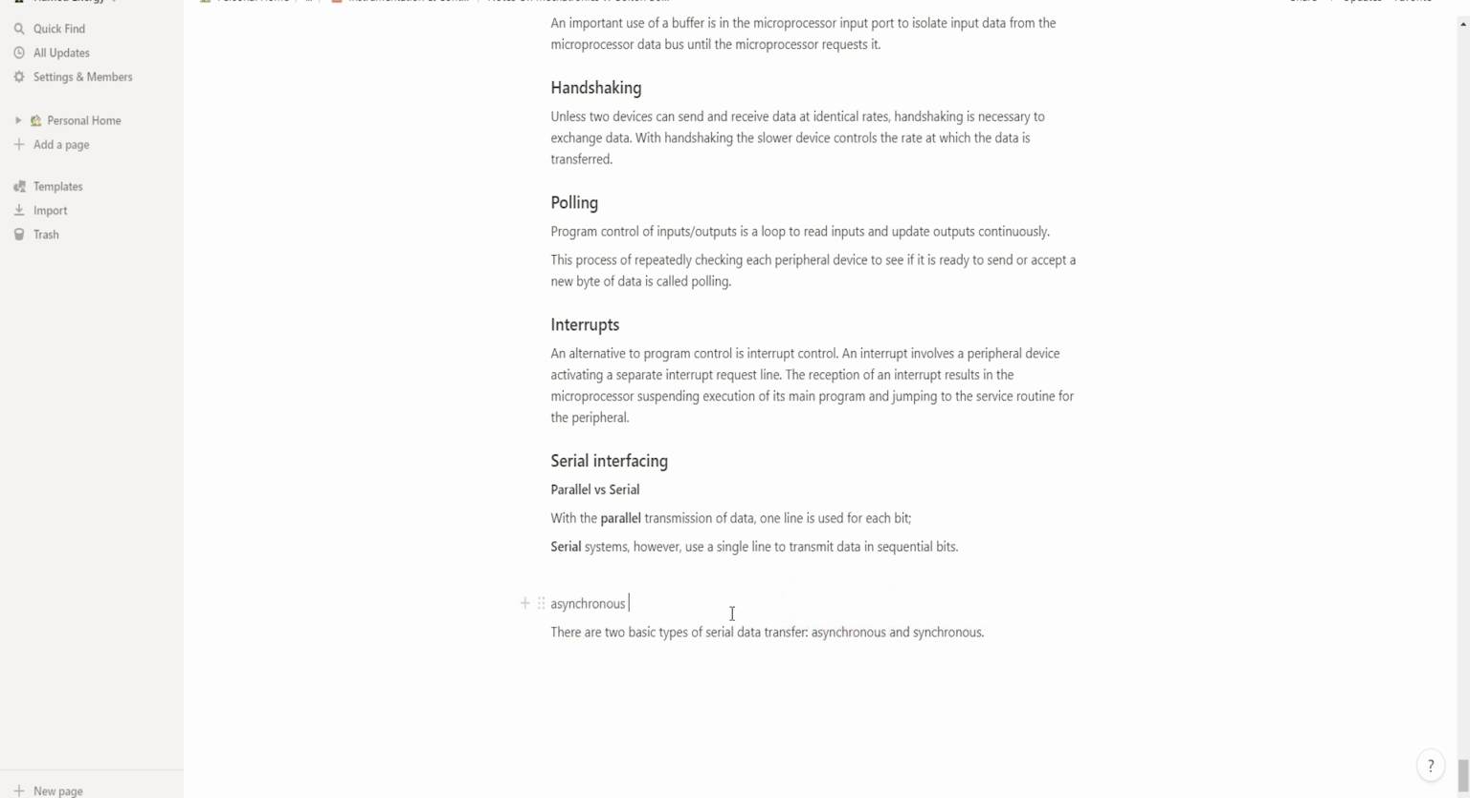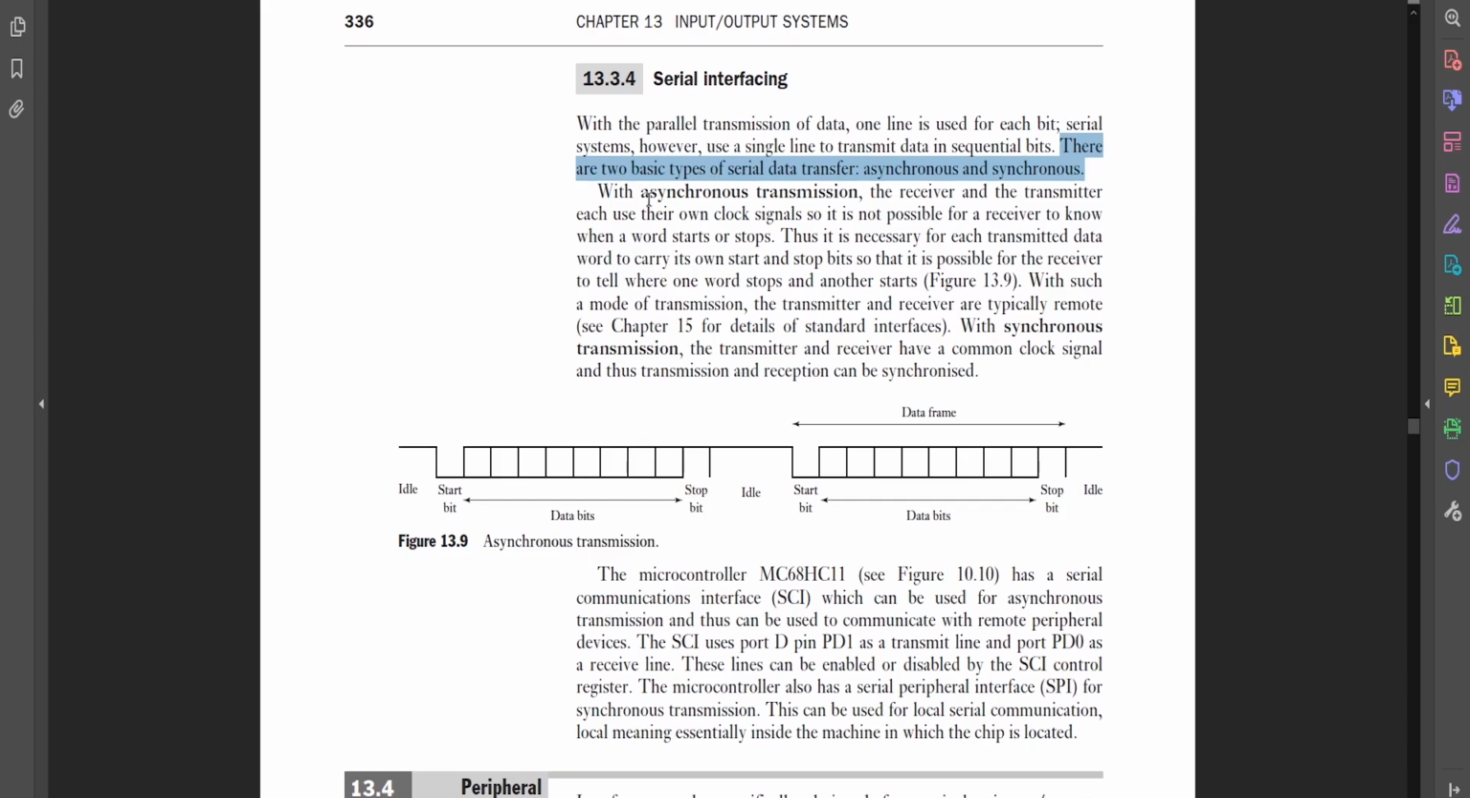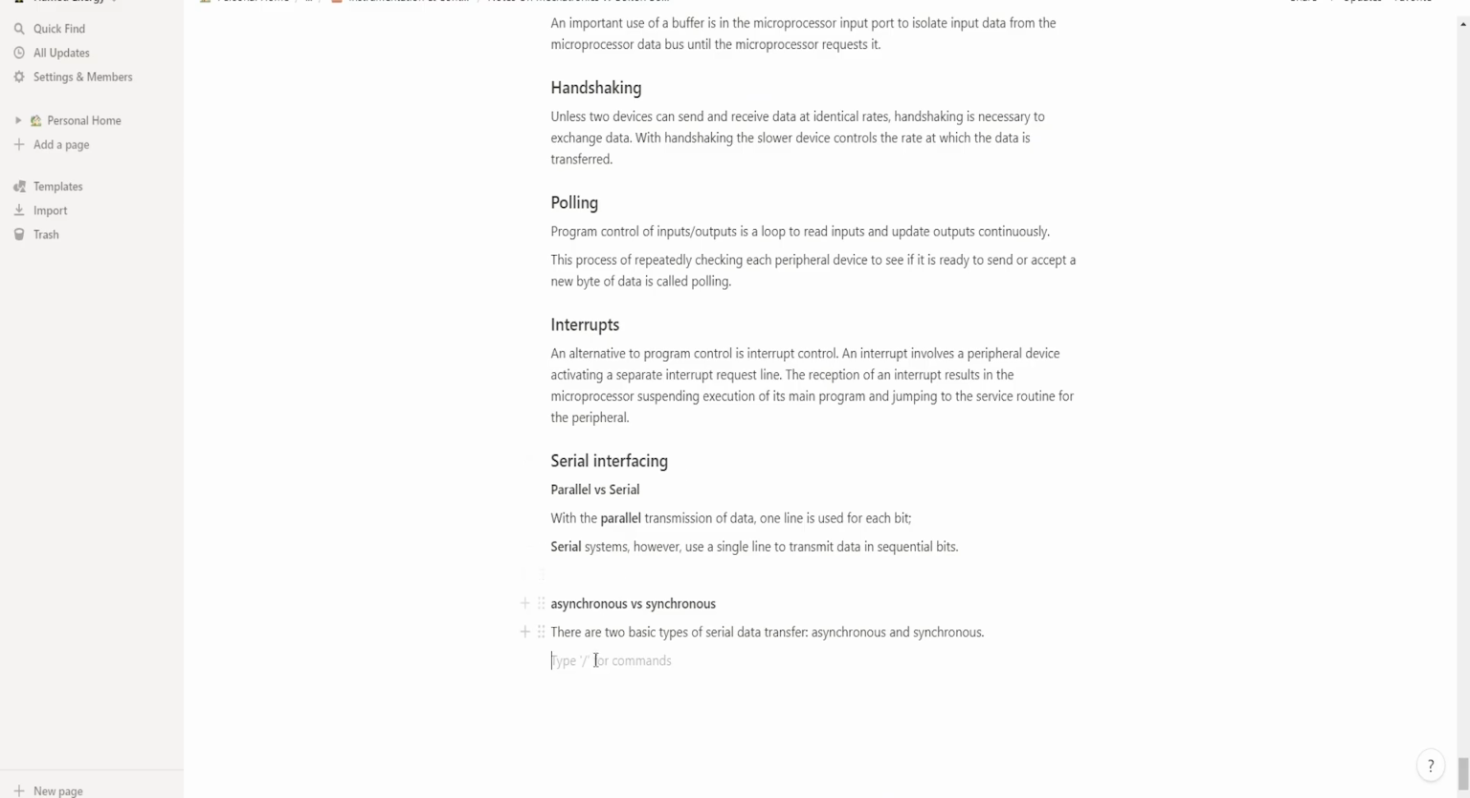So asynchronous versus synchronous. Okay, and let's define them. So asynchronous transmission, the receiver and the transmitter each use their own clock signal, so it is not possible for a receiver to know when a word starts or stops. Okay, so they're basically working separately.